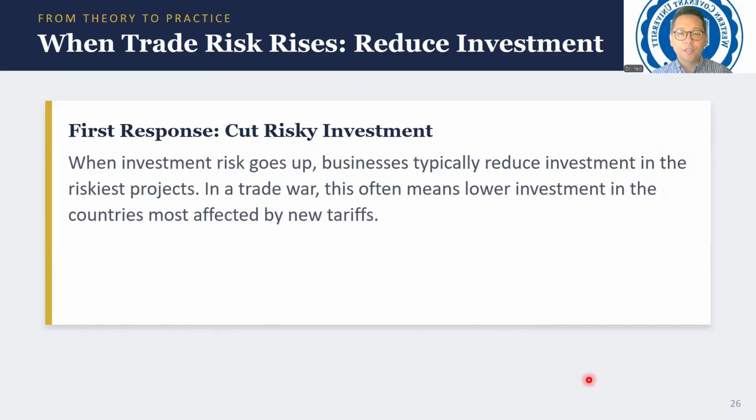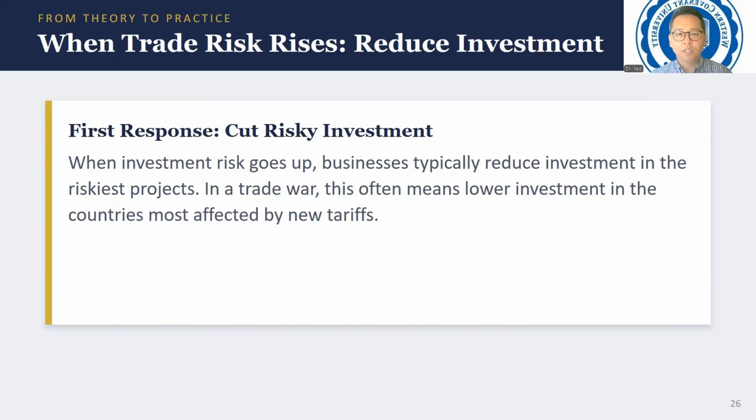Let us turn to a very practical question. When investment risk increases, for example, during a trade war, what do businesses actually do? Research shows they typically take three main actions. Let's look at the first one now.